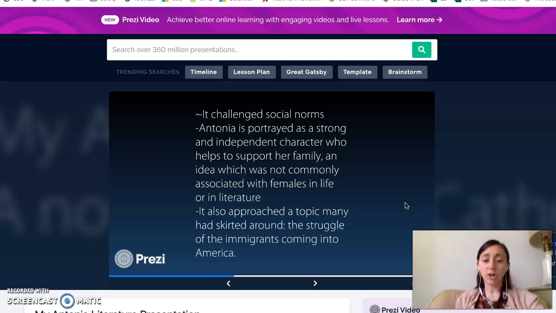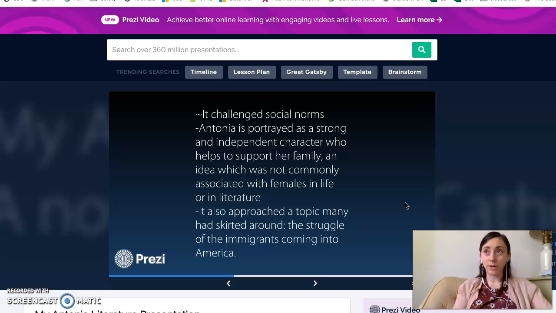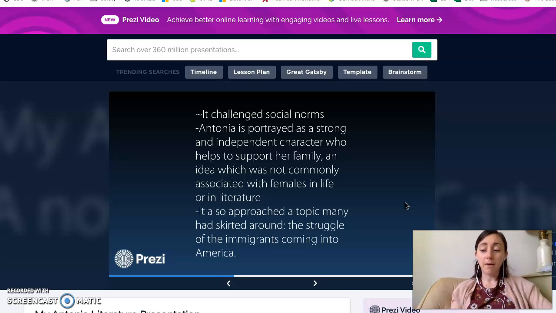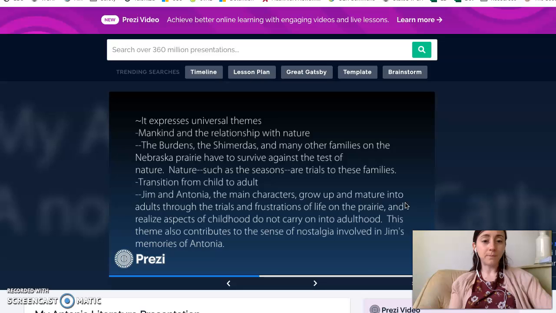It also approached a topic that many skirted around, which is the struggle that immigrants had coming into America. So even though it was seen as the land of opportunity and the American dream was very much alive, it didn't end up being very dreamy for most people who came. And so there are consequences to being an immigrant that were skirted over oftentimes in political discourse or conversation.